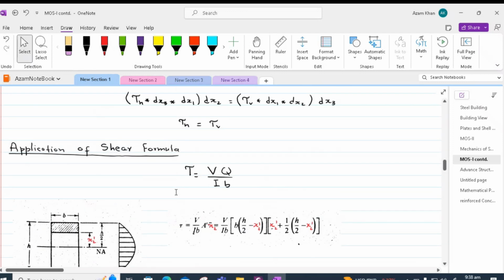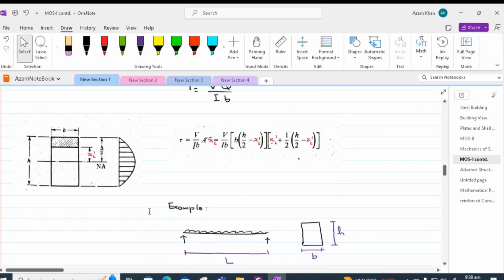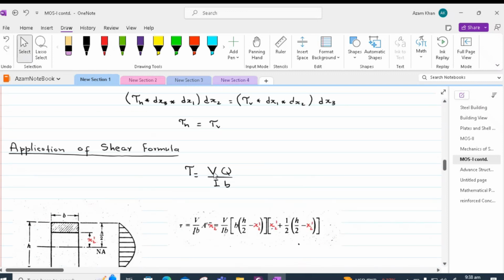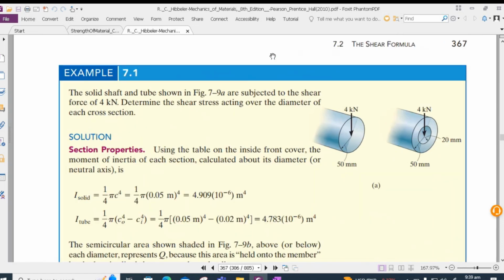If we are interested in finding out the maximum shear stress, we can do that by considering our region of interest as B times h by 2. So V will be the maximum shear, I and B are self-explanatory, Q will be B times h by 2, thus x1 in this equation will be 0, and we can get the maximum shear stress at the neutral axis. Let us try to solve some additional problems.